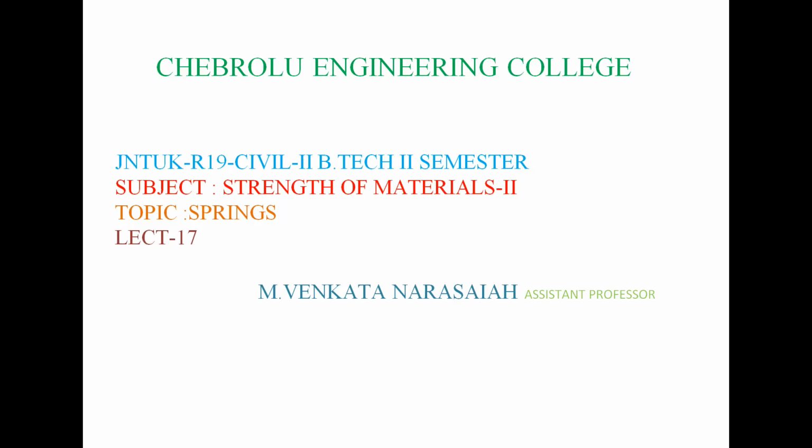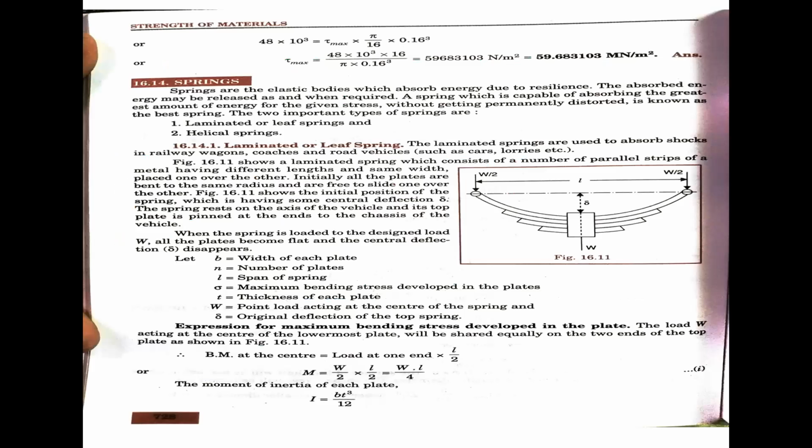Okay, now go to the next slide. Last class, I explained the leaf spring or laminated spring. The spring definition was also explained, absorbing energy. A spring which is capable of absorbing the greatest amount of energy for the given stress without getting permanently distorted is known as the best spring.